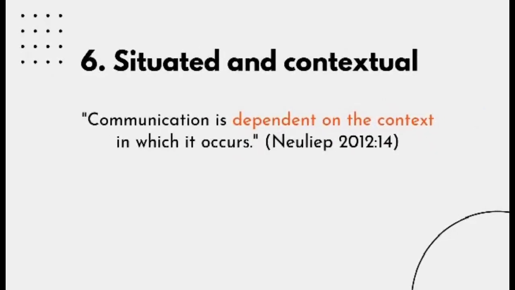Sixth is situated and contextual. Communication is dependent on the context in which it occurs. Communication is contextual when both parties involved know what the current conversation is about, they are aware of the relational, environmental, and cultural context of the exchange of messages.